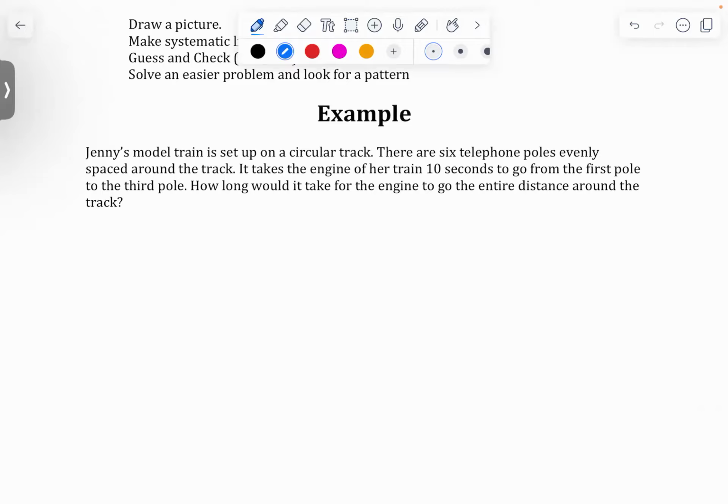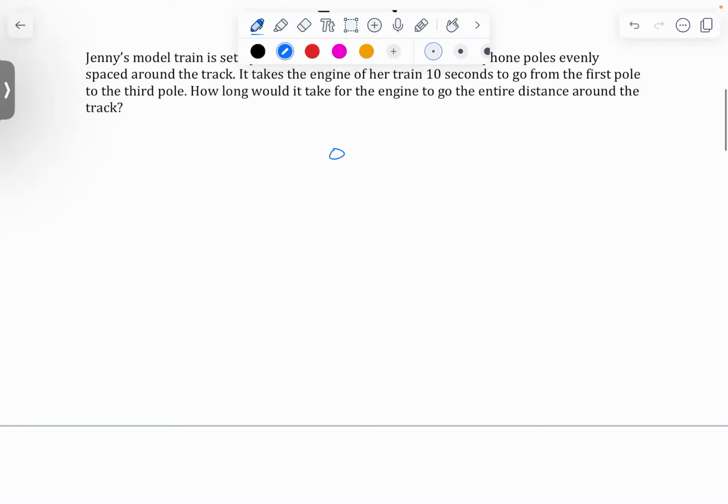Jenny's model train is set up on a circular track. There are 6 telephone poles evenly spaced around the track. It takes the engine of her train 10 seconds to go from the first to the third pole. How long does it take for the engine to go the entire distance around the track? So we have 6 poles. So first pole to the third pole.